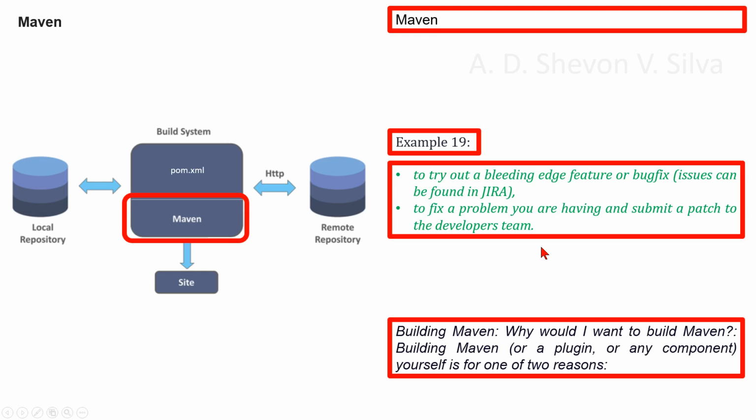Building Maven or a plugin or any component yourself is for one of two reasons: to try out a bleeding edge feature or bug fix, issues can be found in Jira, or to fix a problem you are having and submit a patch to the developers team.